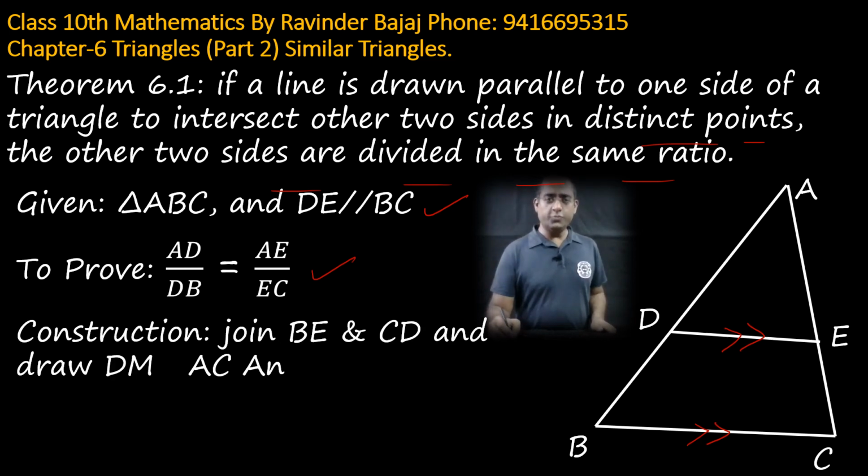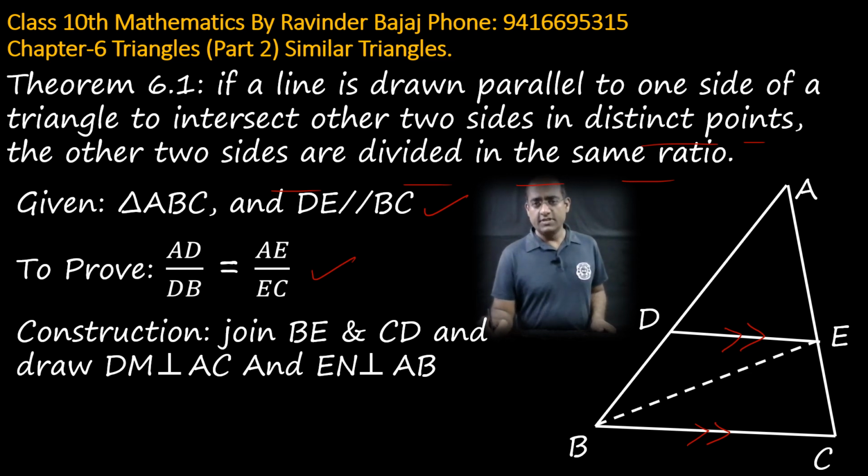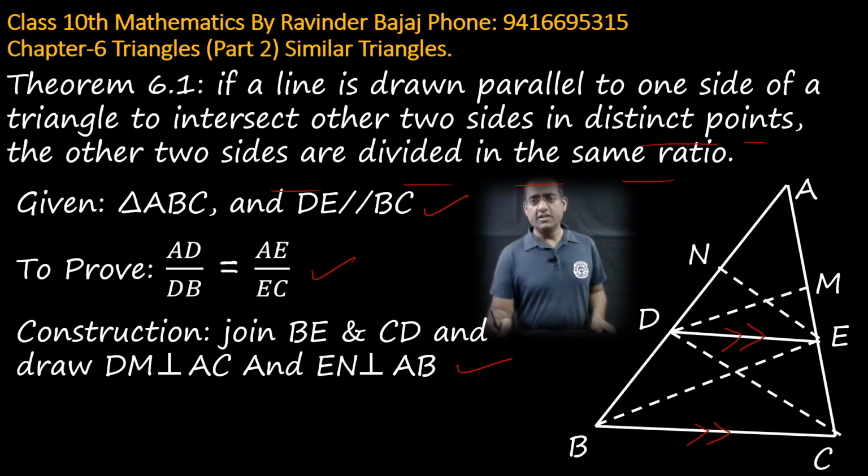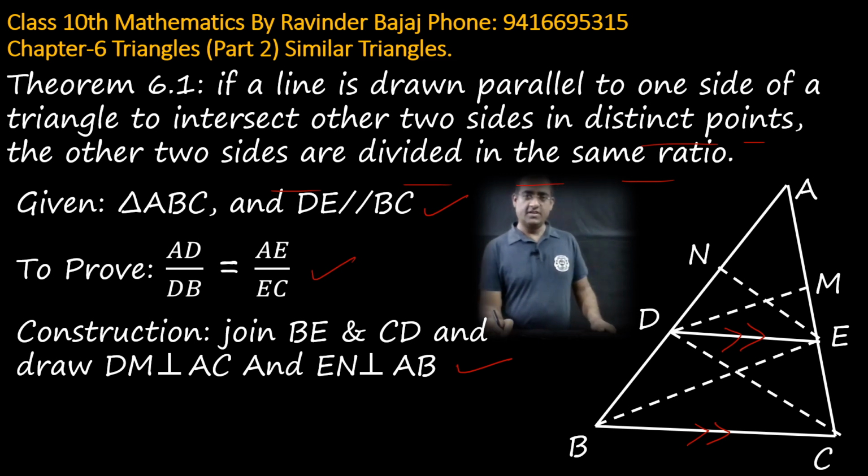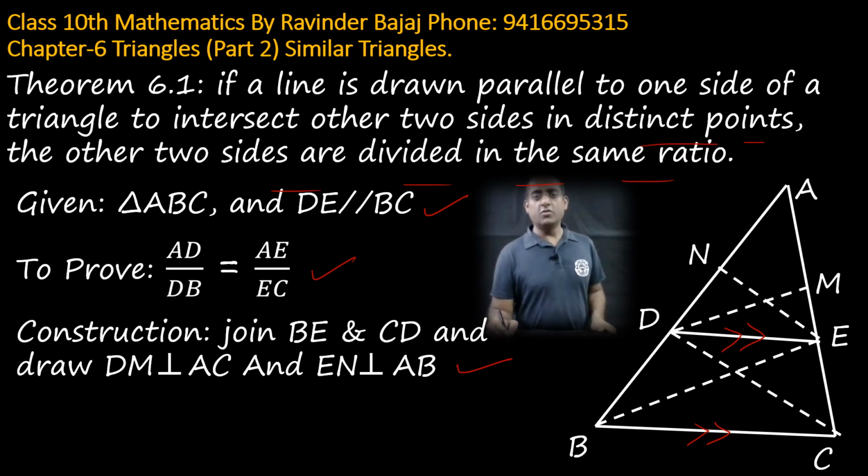Construction. Now to prove this, we have to do the construction. The construction is: join BE and CD. Let me join it for you. This is BE and DC. Then draw perpendicular DM on AC and EN perpendicular on AB. Let me draw these two perpendiculars also. These are the two perpendiculars. Now, this is the construction.